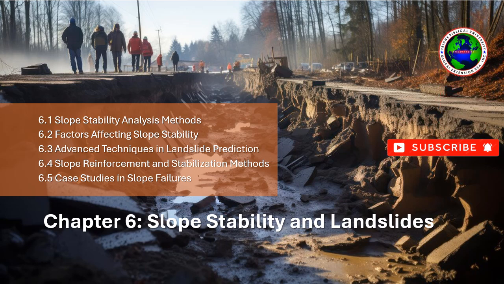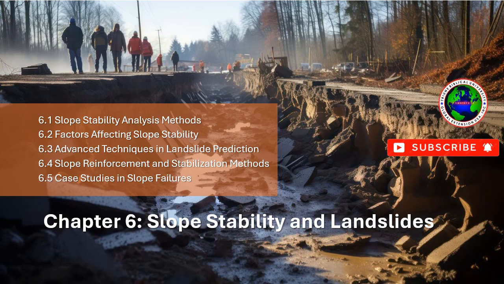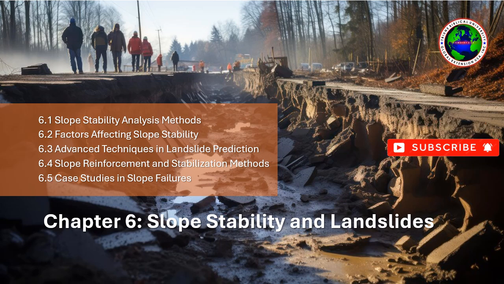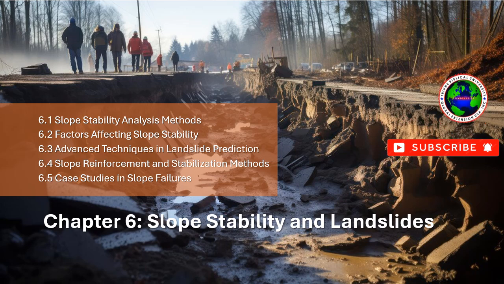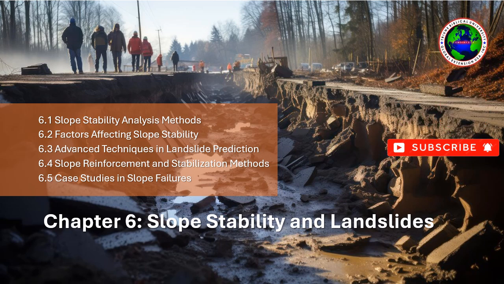6.2.6 Environmental and climatic factors. Environmental and climatic factors, such as rainfall, temperature, and seasonal changes, can have significant effects on slope stability. Changes in moisture content, temperature fluctuations, and seasonal loading can lead to both long-term and short-term stability issues. Key environmental factors.